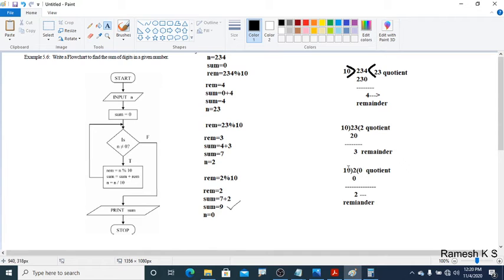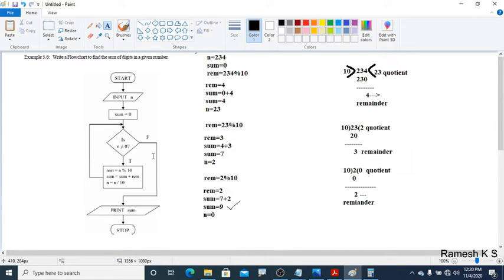2 percent 10 means 10 does not divide it, so we take it like this. This is the quotient, this is the remainder. The remainder value is 2 now, and the quotient is 0. n is 0. For the sum value, all of you know that earlier it was 7. The present remainder value we add: 7 plus 2 becomes 9. So the present sum value is 9.